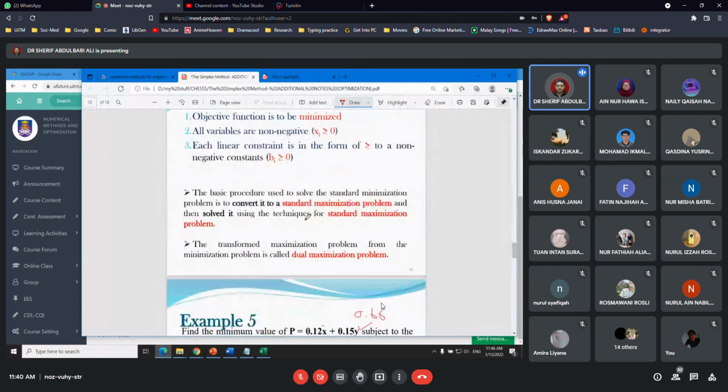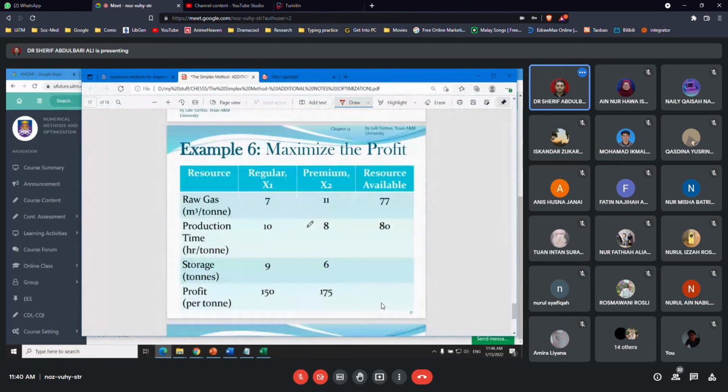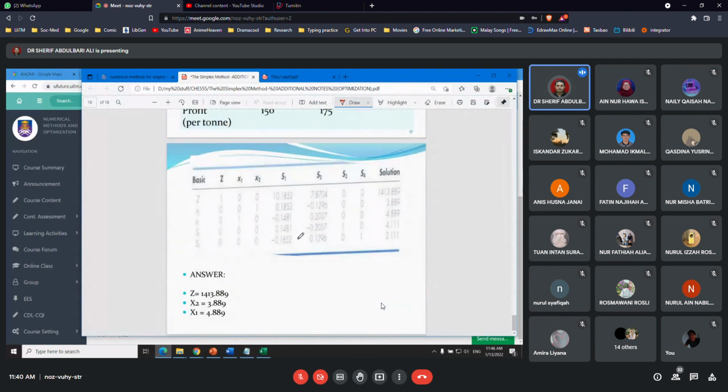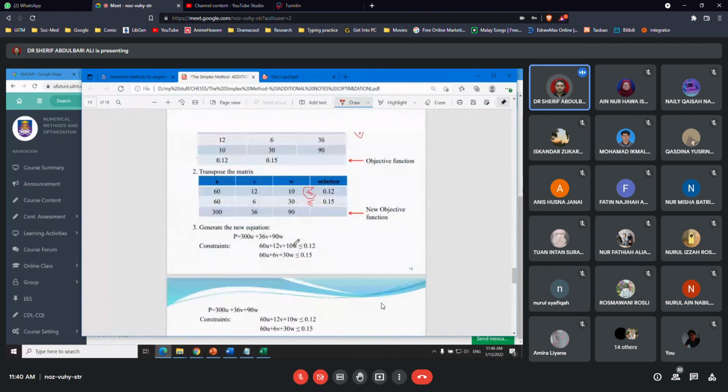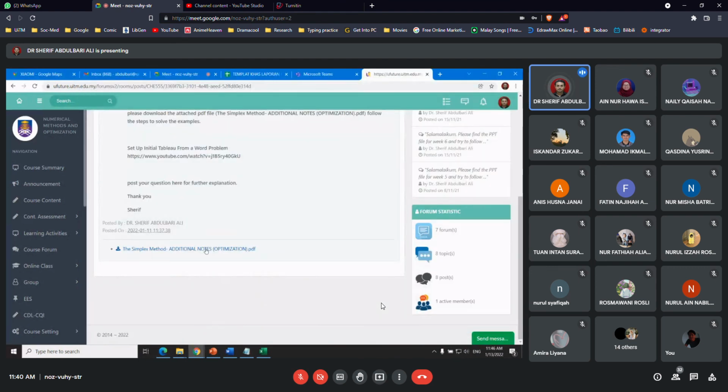So we are just stopping at the minimization problem. These are some examples. Maybe you want to look at them. You are going to find this one here on this link for the future. Okay, so that's all for the minimization chapter.